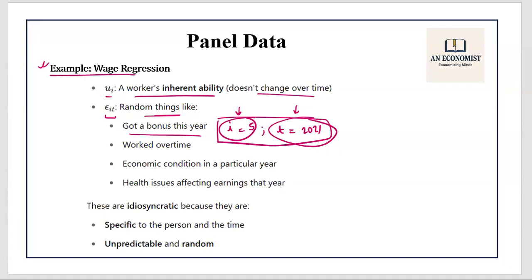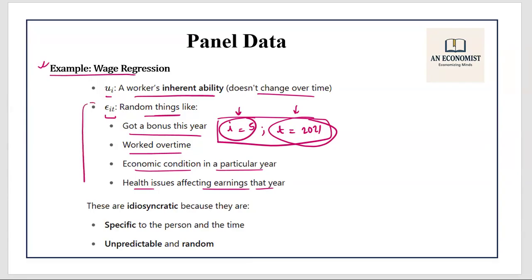So here I have taken a specific example for that. So idiosyncratic error can be a bonus, right? This is just an example. Or suppose you are working overtime. So that will also affect the wages. Third thing could be economic conditions in a particular year, which is also not captured by the explanatory variable, but it can all affect the wages. Fourth is some health issues. Suppose you are suffering from some health issues, that will also affect the earning.